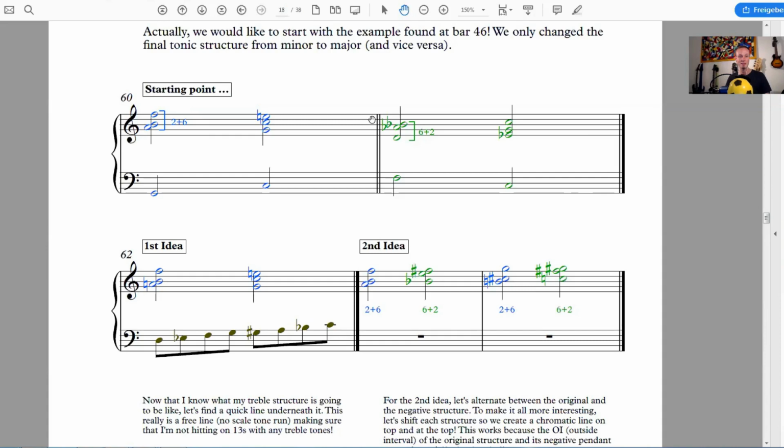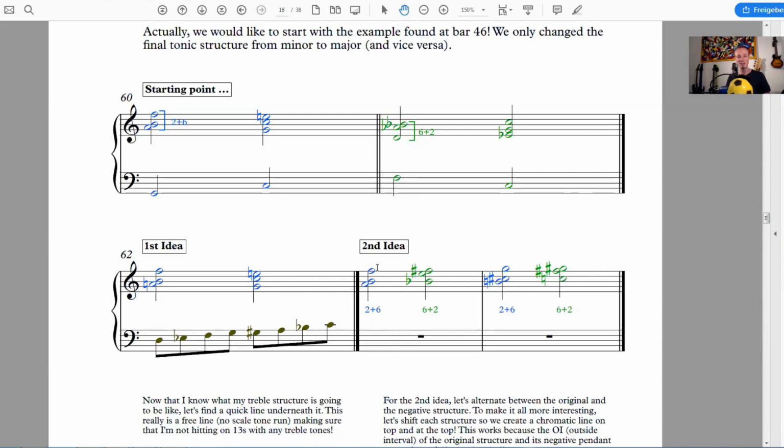So that's a 2 plus 6, that's a 6 plus 2. And I simply alternated between the two. And this was actually a good idea, because of the OI, which I already explained. That's the outside interval of the structure. And you get to the OI if you simply add these two numbers right here. So 2 plus 6 equals 8. Of course, 6 plus 2 equals 8 as well.